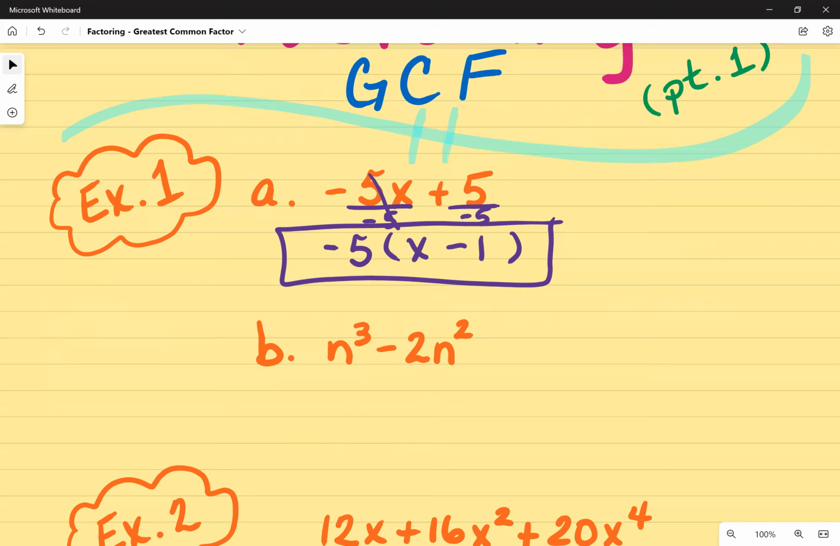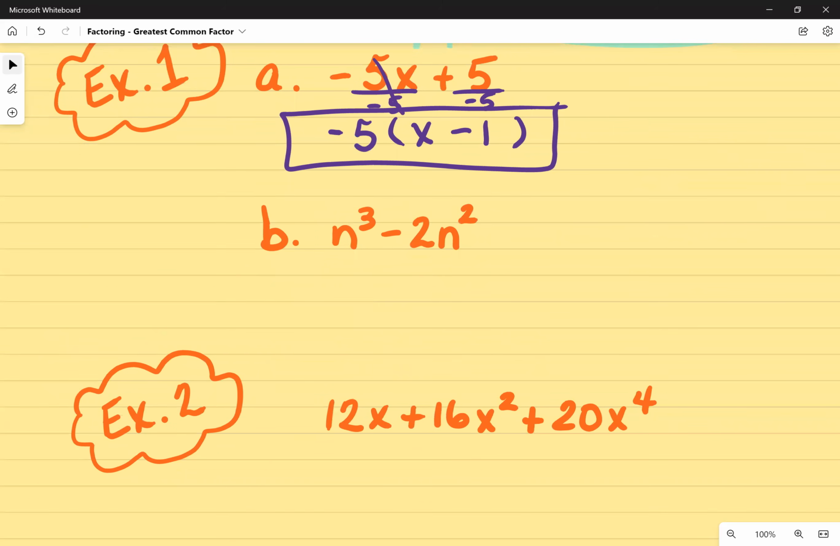Part B, I noticed that I don't have numbers in common, but I do have variables in common. So what you want to look for is the one that has the smallest number. And let me show you why. For the first term, it's n cubed. N cubed simply means I have 3 n's, right? And for the second term, I have n squared, which means I have 2 n's. So GCF, greatest common, how many of those variables do they have in common? They both have 2 in common. So the first one still has 1 left over. So what I circled was the greatest common factor. So what I'm going to do is just bring that out as n squared.